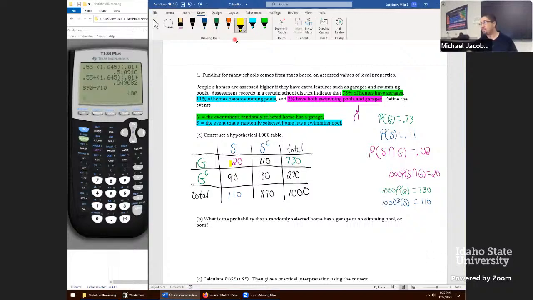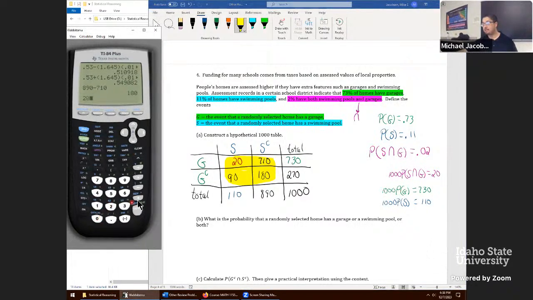Let me fix that. I'm going to undo the yellow highlighting, but let's focus on these numbers. If we really did this table correctly, all 4 of these numbers must tally to 1,000 exactly. So let's check it out. 20 plus 710 plus 90 plus 180 does indeed come out to 1,000. That doesn't mean we did it perfectly, but that's very good numerical evidence. We're on the right track.